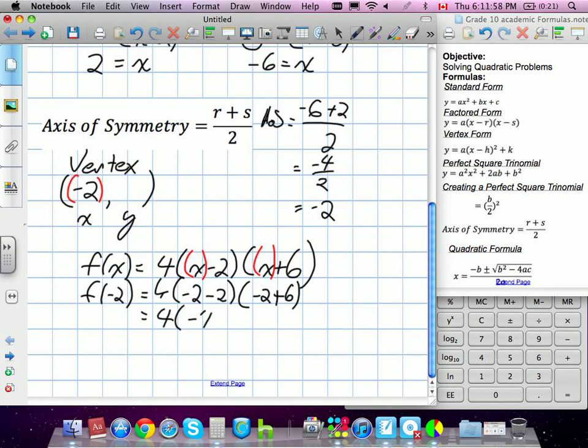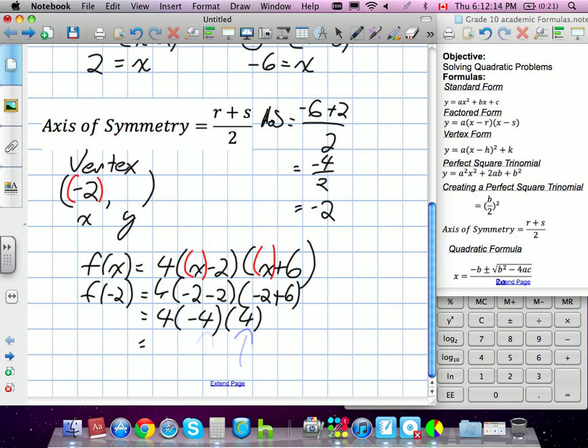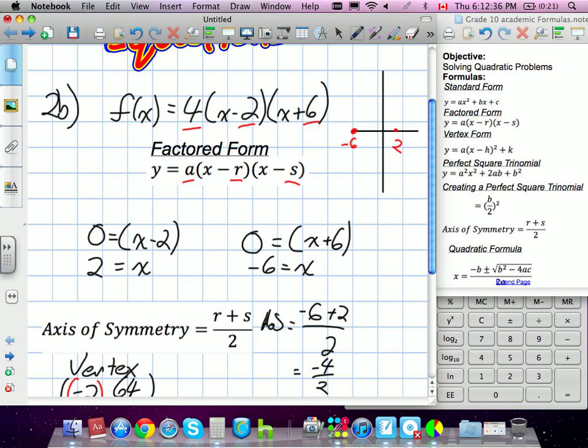A lot of times when we plug the axis of symmetry into our factored form, it gives us a positive and negative value of the same number, because it falls directly in between. So now we have 4 times negative 4 times 4. 4 times negative 4 is negative 16, times positive 4 will still give us a negative number. Do you know what it's going to be? 64. Yep. So that's the y value. Sorry, it's negative 64. So our vertex is at negative 2, negative 64.